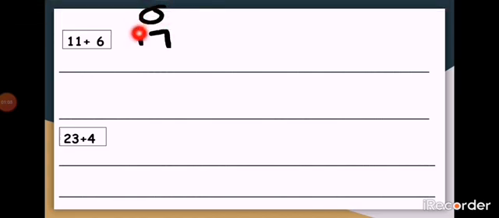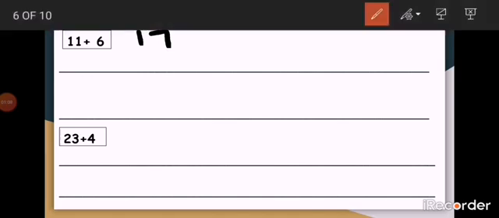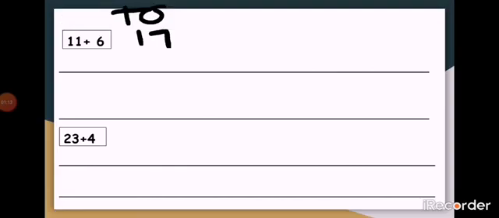Now, the next digit after 7 is 1. So we write the second value, that is tens, on 1. This means in this number 1 is 10 and 7 is ones. 10 plus 7 is 17.